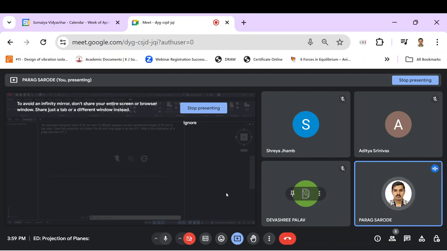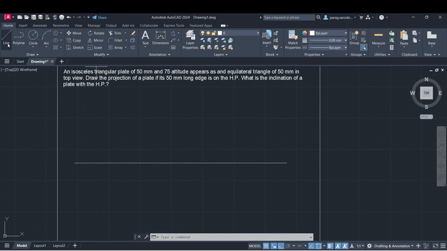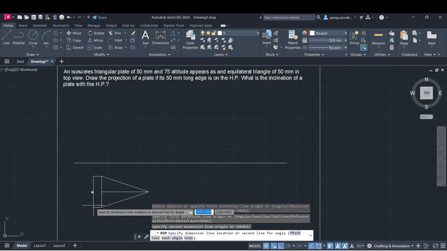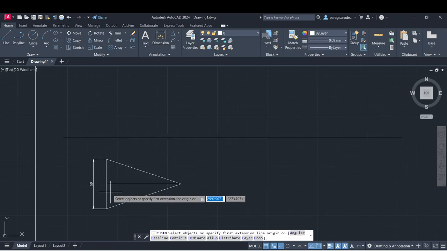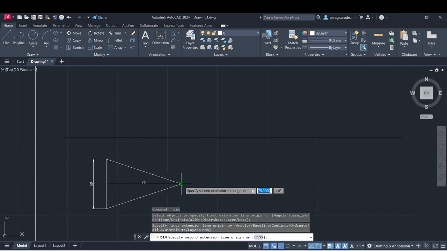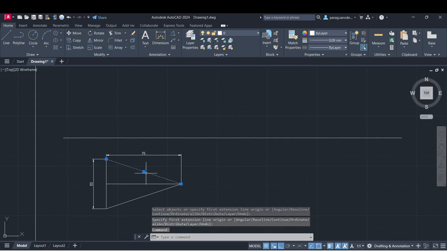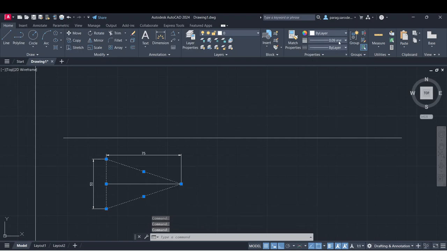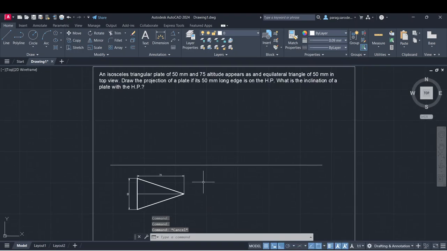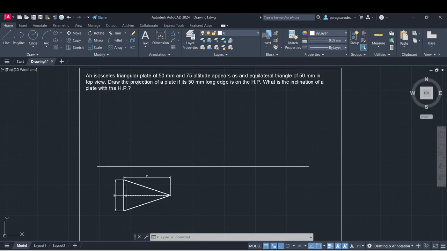Okay, so we draw a triangle. For a triangle, we will need to draw a base. So let us take this as 50. Now, how do we take the 75? We take the midpoint of the side and take it here as 75. Enter. We join this in this way. Just find out the dimensions. Now I am making the boundaries thick. In this way, we have created an isosceles triangle having a side of 50 and an altitude of 75.